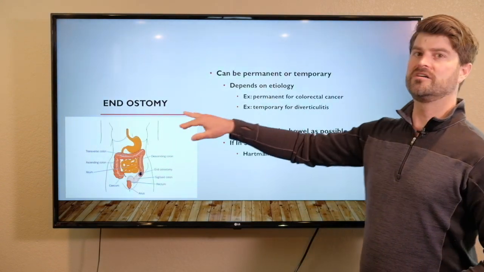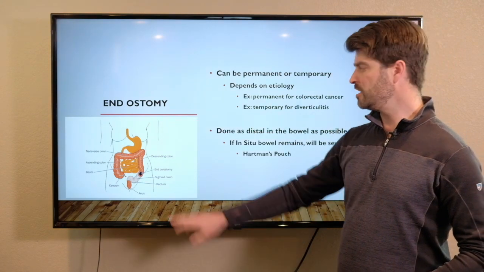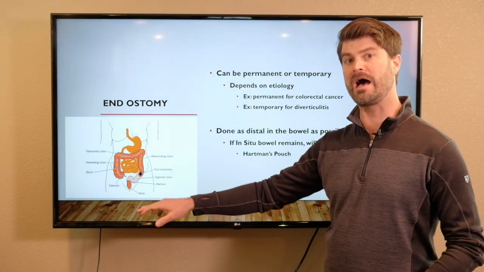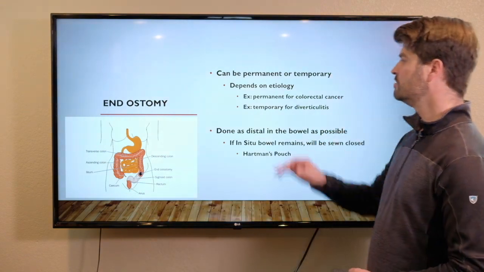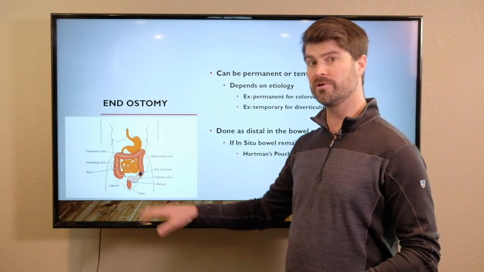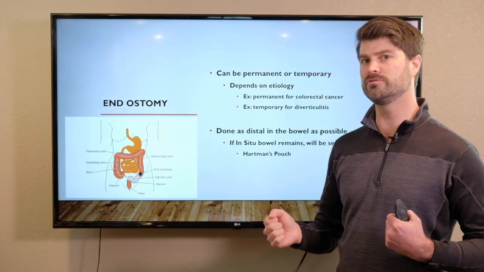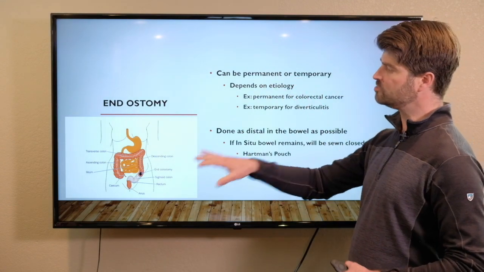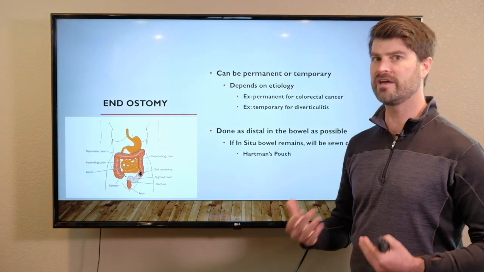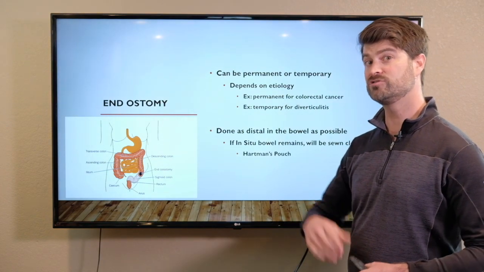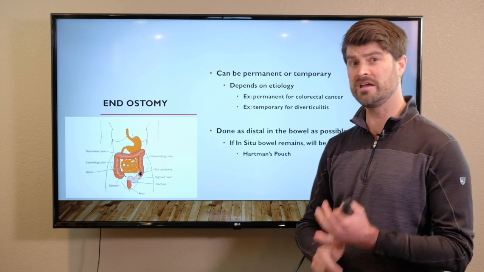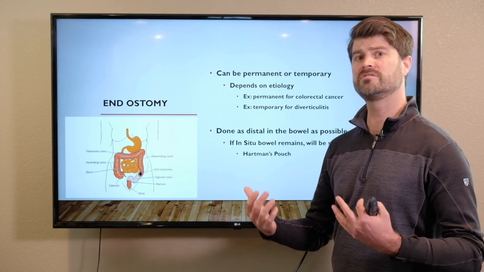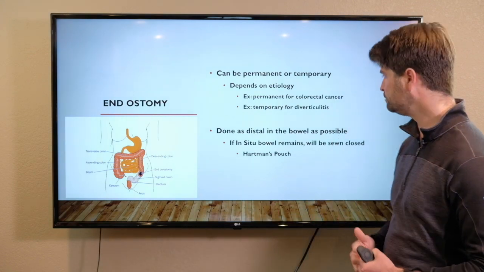Next is an end ostomy, meaning we're doing this ostomy at the distal end of the colon, or whatever level of bowel is remaining in our patient. So these can either be permanent or temporary, but these are definitely a longer term solution than our loop ostomies. How long a patient is going to have their ostomy really depends on why they have the ostomy in the first place. Patients with Crohn's disease, ulcerative colitis, they may have these for short periods of time or long periods of time. It all depends on the severity of their exacerbation.